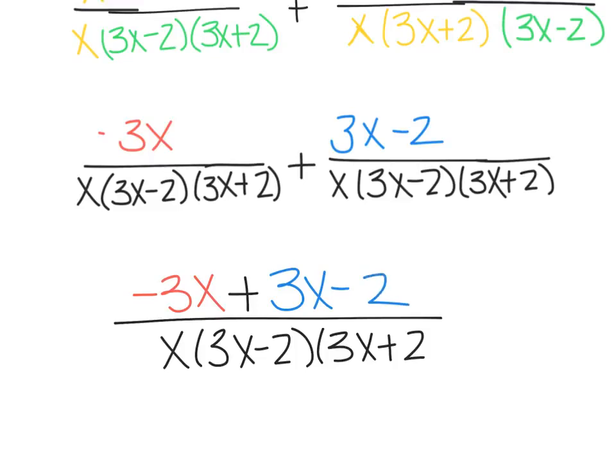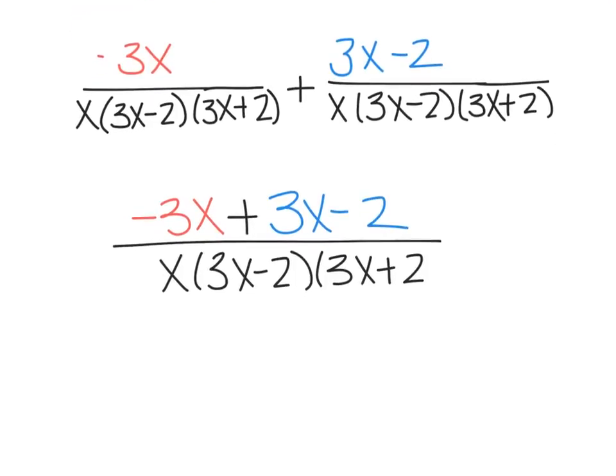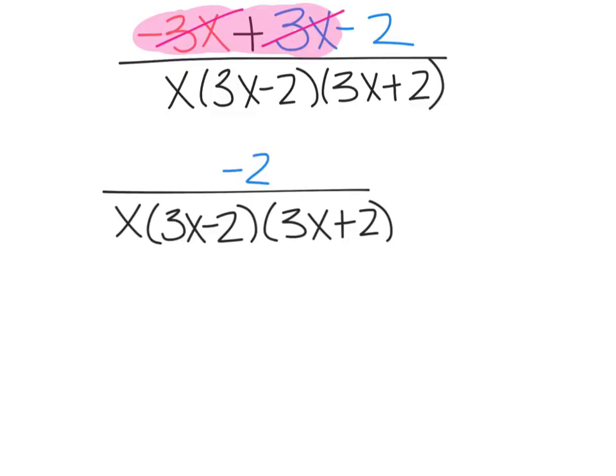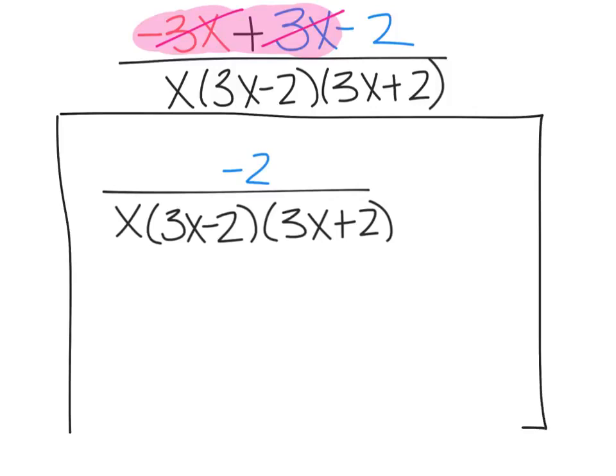So I'm looking for anything I can combine, anything I can simplify. Just in the numerator, we can see that we have negative 3x plus 3x, and hopefully you think, oh yeah, those cancel. Negative 3x plus 3x, those are going to cancel each other out. So they're gone. And we are just left with negative 2 on top, divided by x times 3x minus 2 times 3x plus 2. So that is my entire numerator and my entire denominator, and I can't do anything else mathematically with that, so that's my answer except for my excluded values, what x cannot equal.